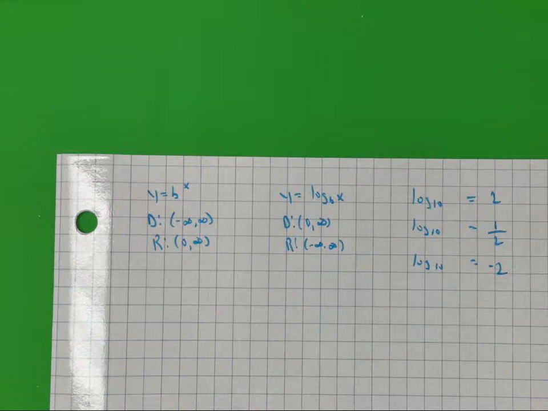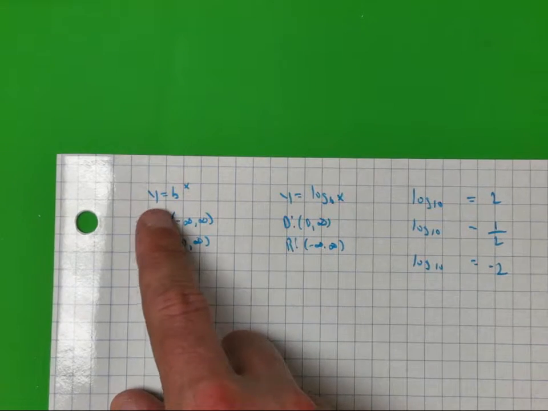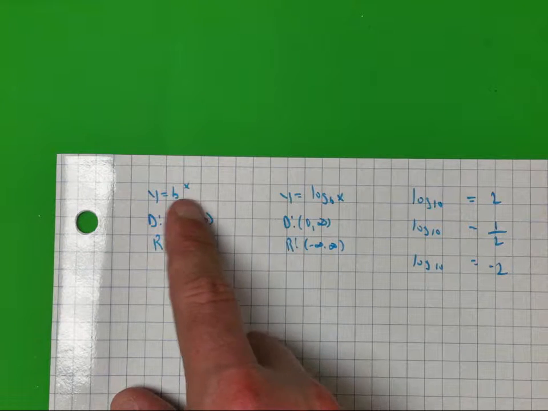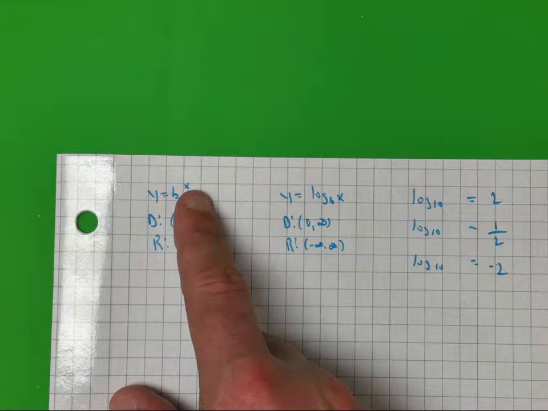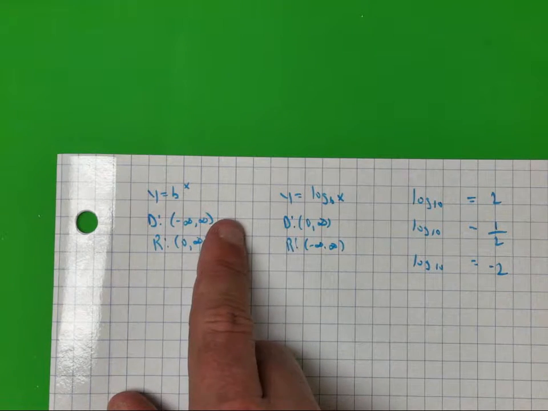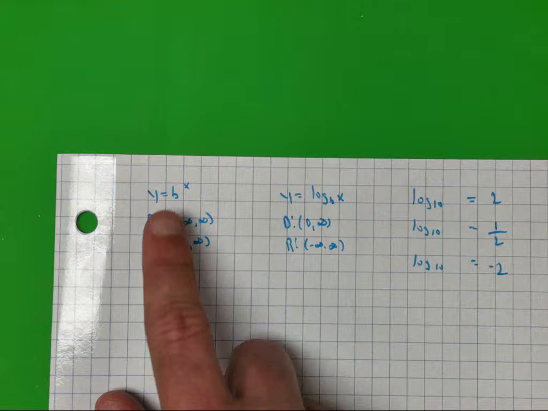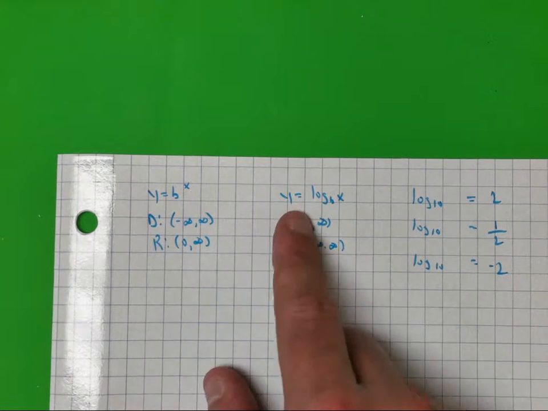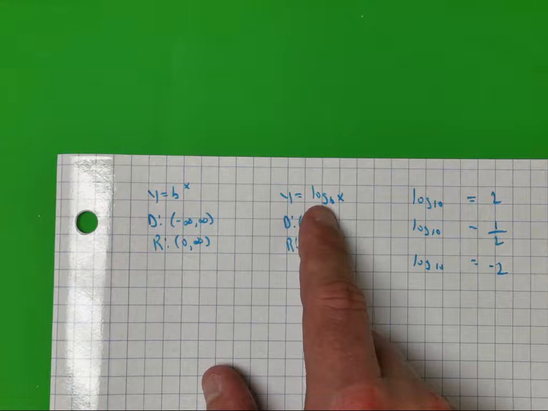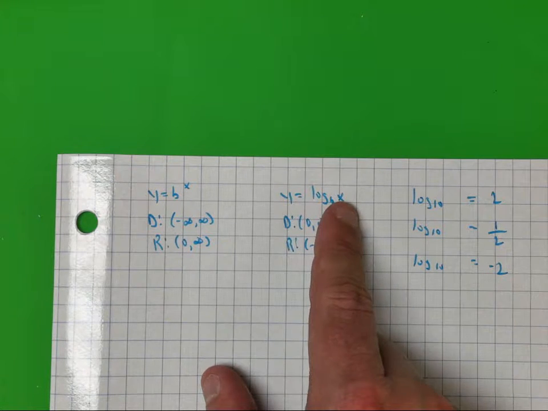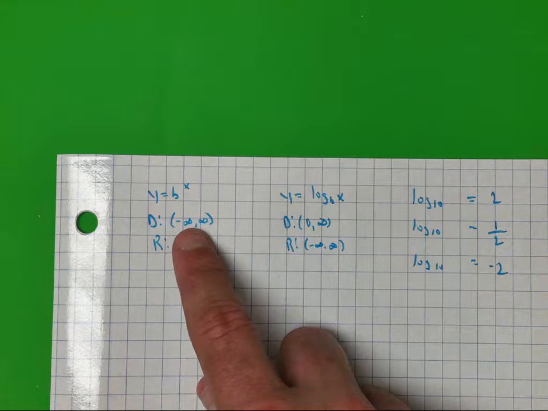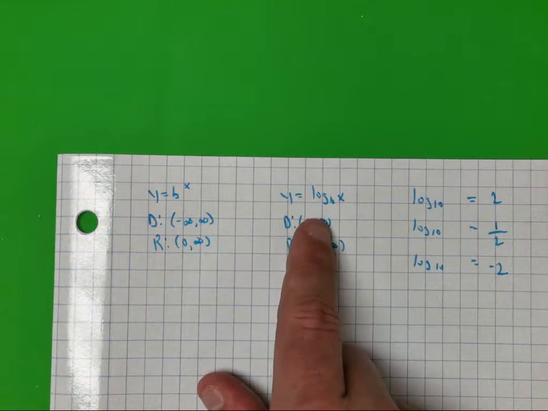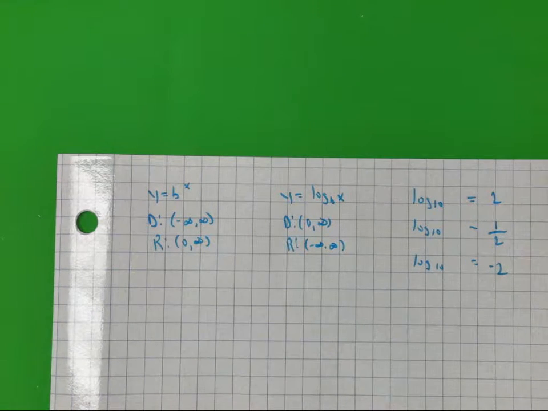Alright, so let's review something here. This is the parent function, exponential: y equals b raised to x. We know this is exponential because your variable is in the exponent spot. The domain for that is all real numbers and the range is 0 to infinity. Well, the inverse of exponential is logarithmic: y equals log base b of x. And since these are inverses, your domain and range are swapped. So if the domain over here is negative infinity to infinity, that is the range, and vice versa, your domain is 0 to infinity.